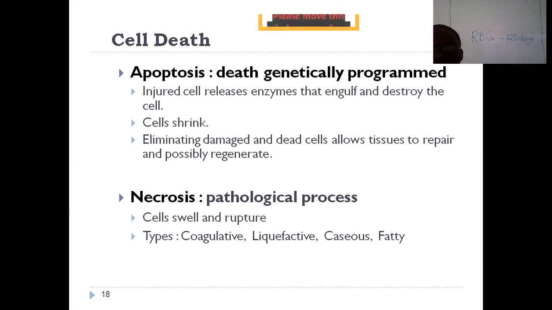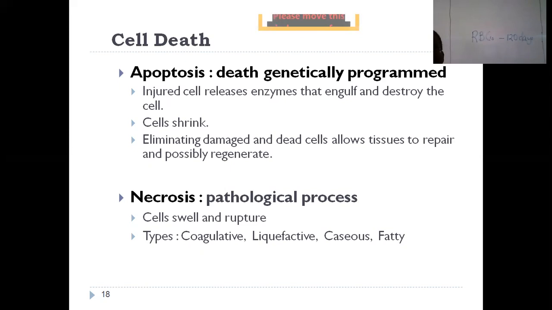Now, if a cell is damaged before its time, it will also have to die. So what actually happens is that the injured cell releases enzymes that engulf and destroy the cell itself. The cell shrinks and dies off, and then other cells like the macrophages and the neutrophils engulf them.